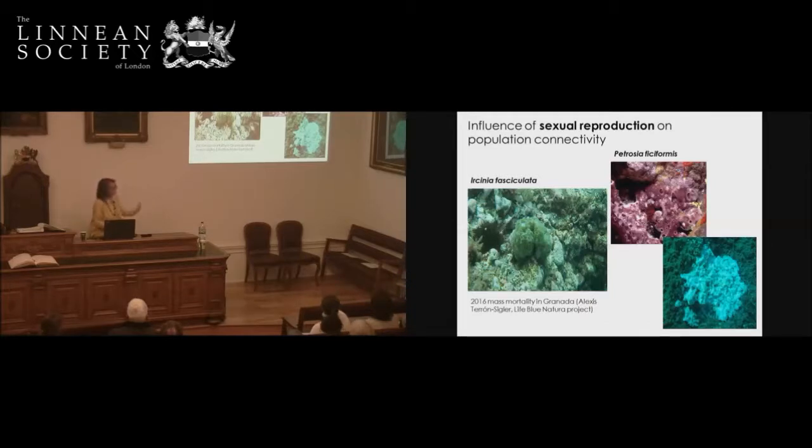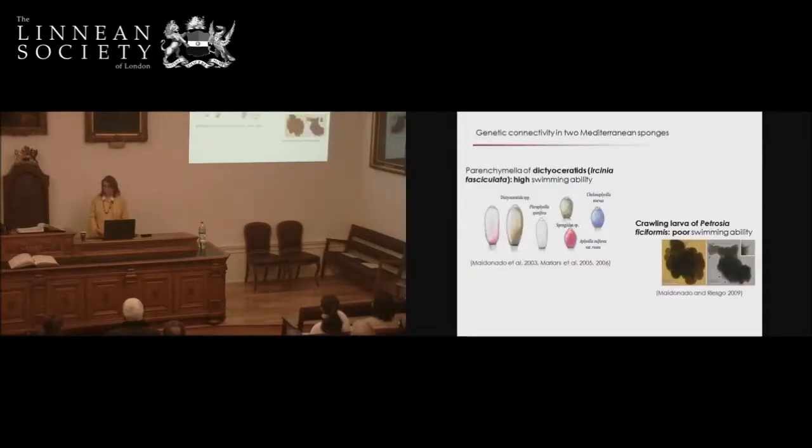One is Ircinia fasciculata, which is not very beautiful, sorry, and the other one is Petrosia ficiformis, which is actually a very beautiful sponge. And these are very common and abundant sponges in the Mediterranean. If you go dive in the Mediterranean, you for sure will see them. But they are suffering mass mortalities, both of them, caused by global warming, caused by bacteria that are more active. They are pathogens, super active when the water is very warm. So we were really interested in knowing what happens with the connectivity of these sponges if they have different reproductive traits. They do have very different reproductive traits.